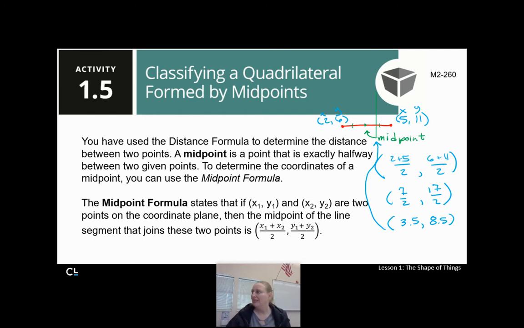There you go. It's actually a really easy formula. There's no squares, there's no square roots. I'm not even subtracting stuff. You just add your x coordinates together, divide by 2. There's the x coordinate for your midpoint. Add your y coordinates together, divide by 2. There's the y coordinate for your midpoint. That's all you have to do.